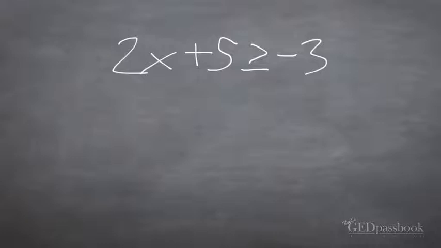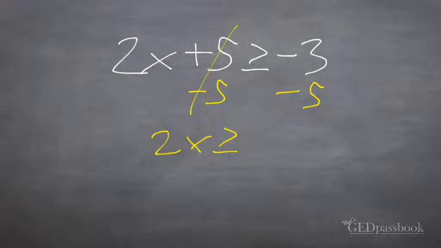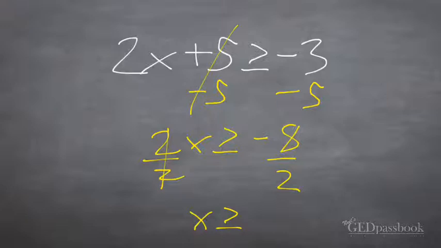And put it on the other side. What's negative 3 minus 5? Negative 8. What do I do now? X is less or greater than or equal to, what's that answer? Negative 4. You do not flip the sign.